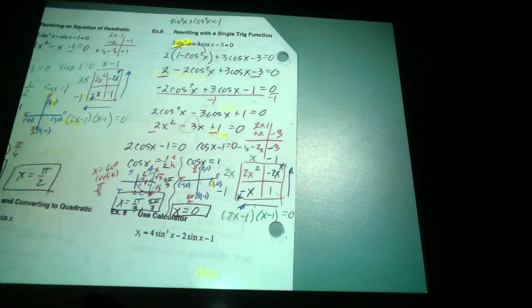Nobody should have their cell phones out right now. This is math time. You're focusing on math. You're the second one that had it out.